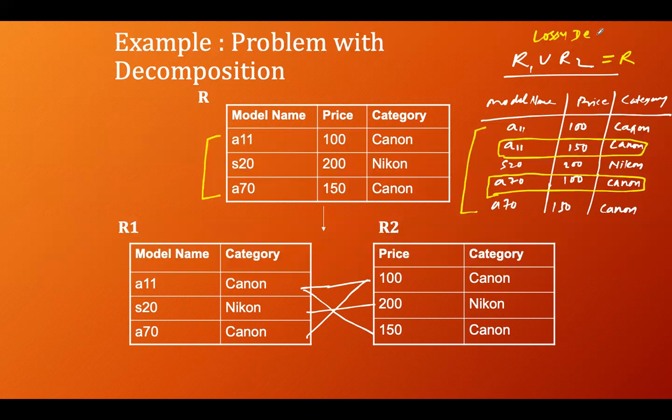This is called lossy decomposition. Why do we get lossy decomposition? Because whatever method we have applied for decomposition is wrong. What should be the base for making the decomposition?